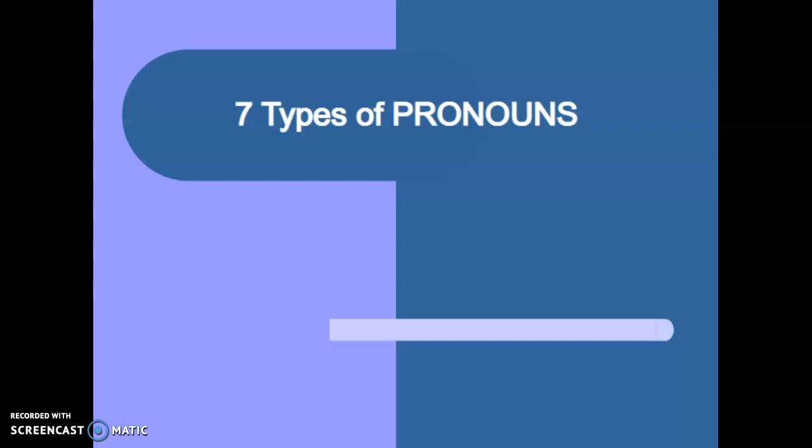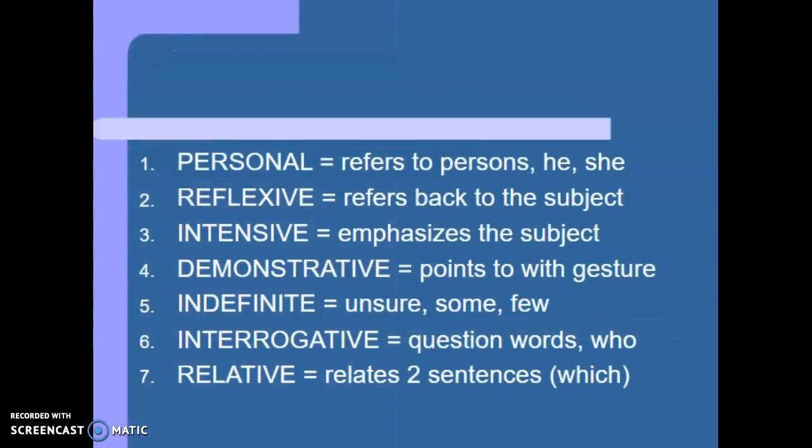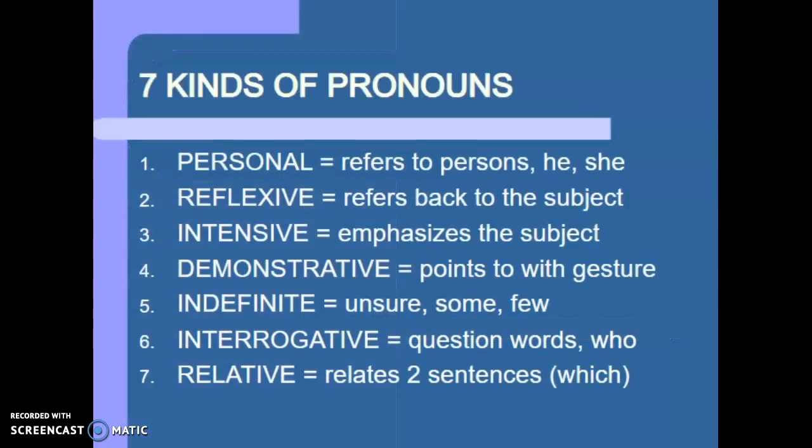Today we're going to be looking at the different types of pronouns. There are 7. The first one is a personal pronoun, which refers to persons such as he or she. Number 2 is a reflexive pronoun, which refers back to the subject. Remember, I told you in order for a sentence to be a sentence, it must have a subject and a predicate. A subject is who or what the sentence is about. The third type is intensive pronouns, and those pronouns emphasize the subject.